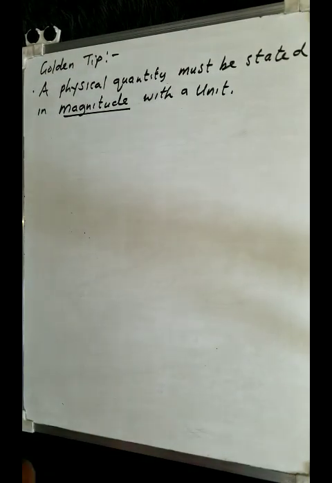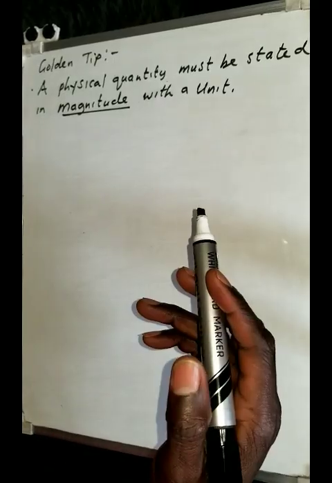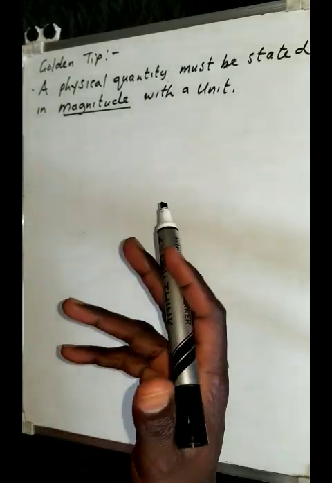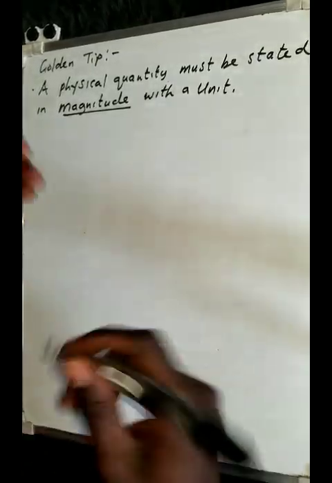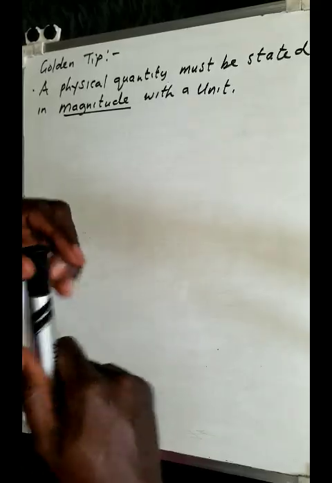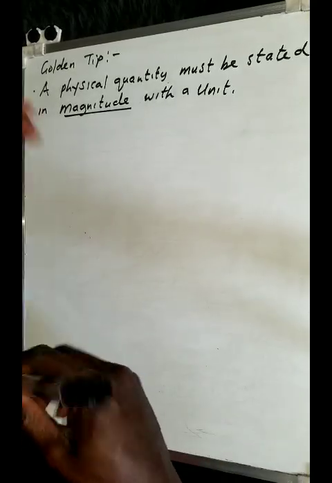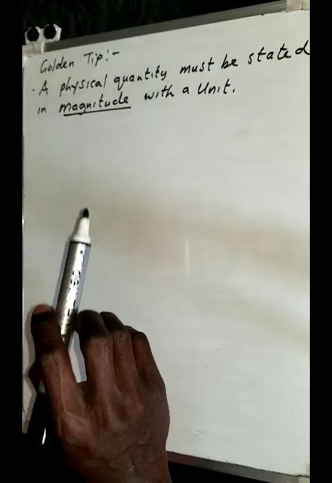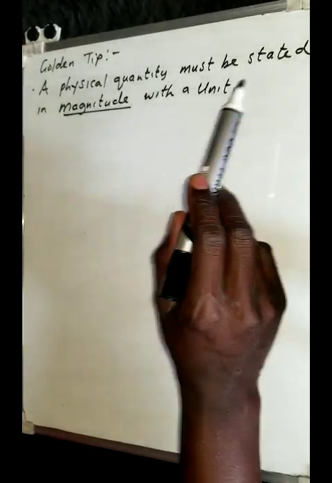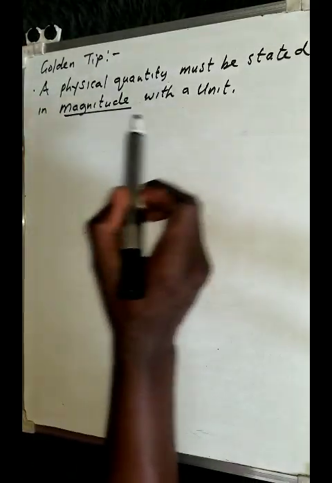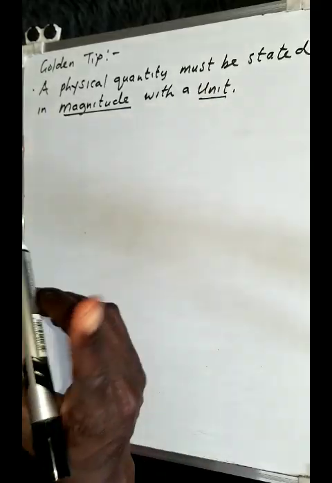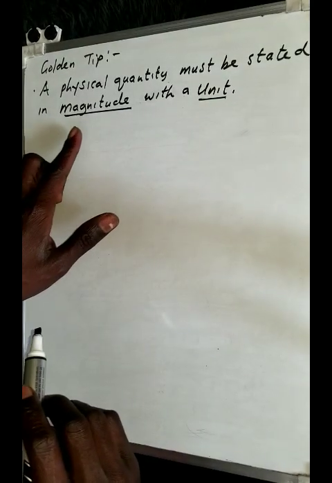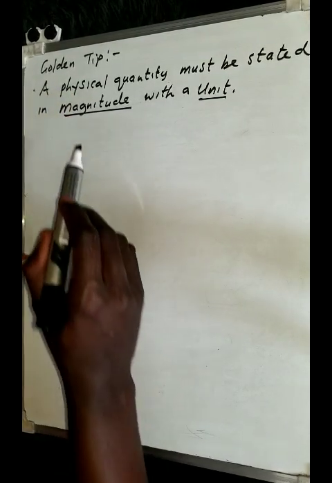So remember, we have been talking about physical quantities, which we said are measurable properties of an object, or measurable properties of matter. Now, there's one thing that you need to remember when it comes to physical quantity. A physical quantity must be stated in magnitude with a unit. So there are two things that you need to remember. Any physical quantity should have magnitude.